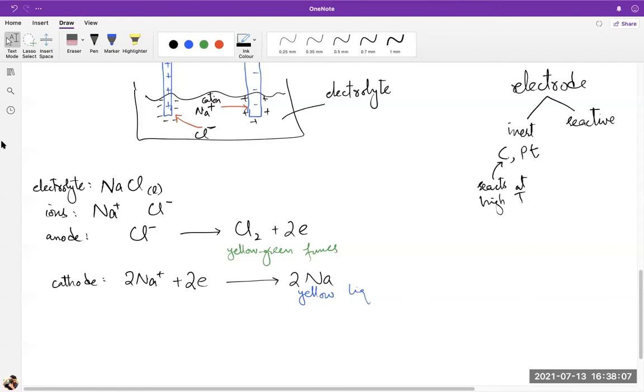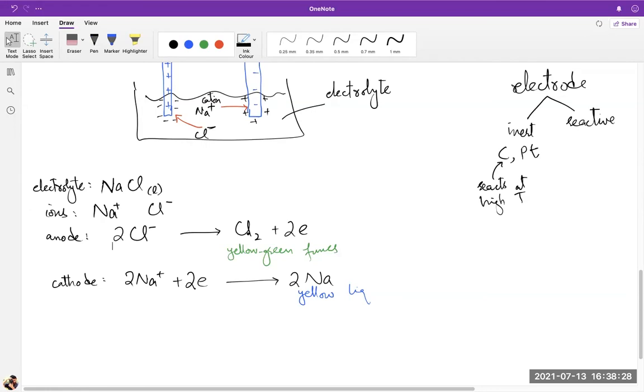Why did we use 2 electrons in the beginning? Yeah, that's a good question. We needed 2 electrons because 1 chloride has 1 extra electron, but we need 2 chlorines to make a molecule. So we need 2 chlorides that will both give 1 electron each. So they lose 2 electrons and you get a chlorine molecule. Remember, chlorine is a diatomic gas.